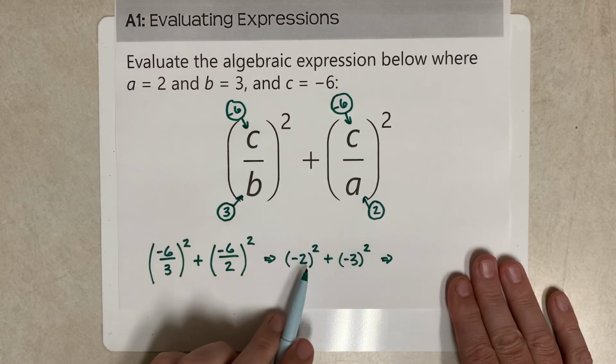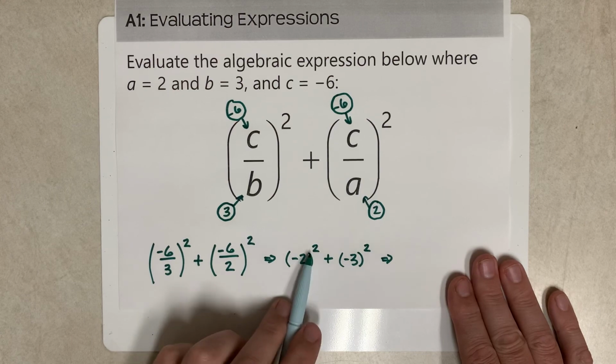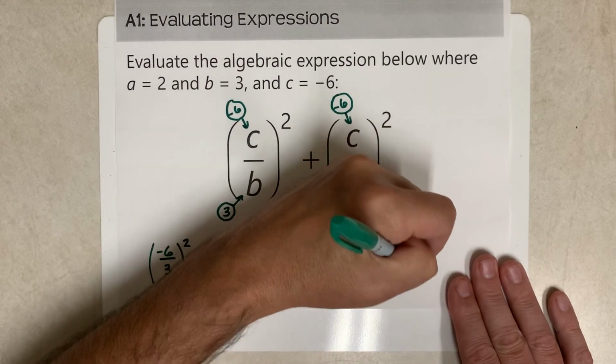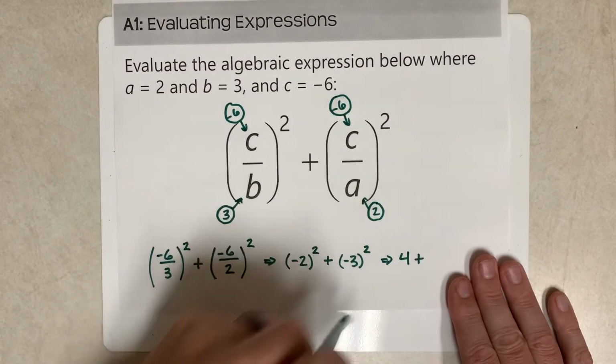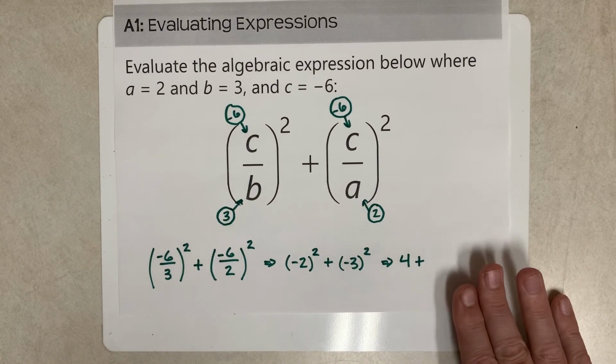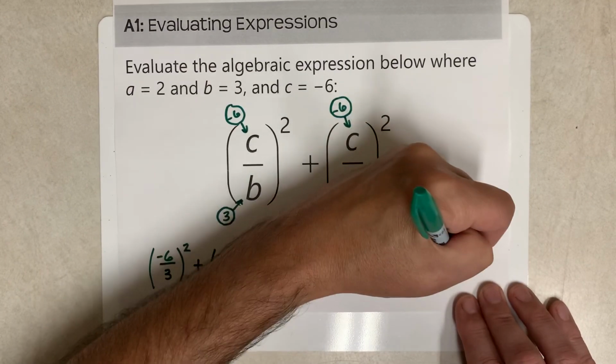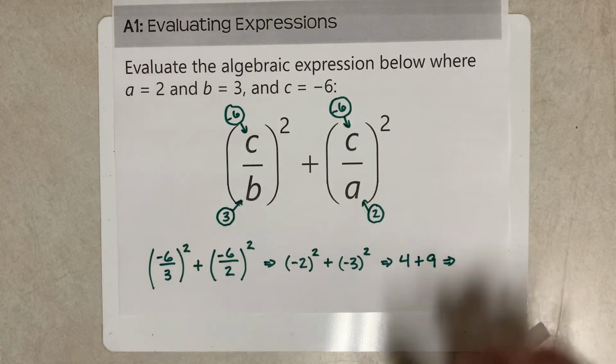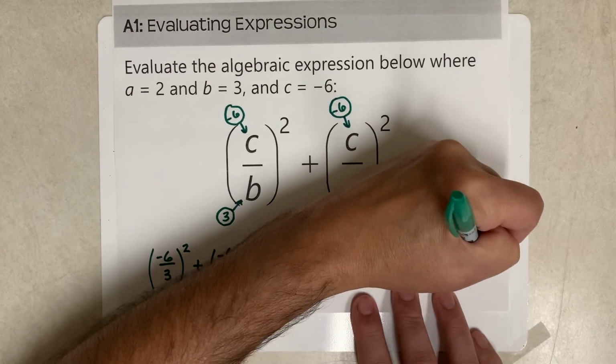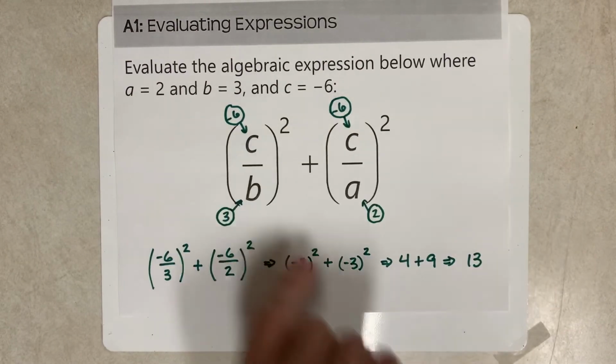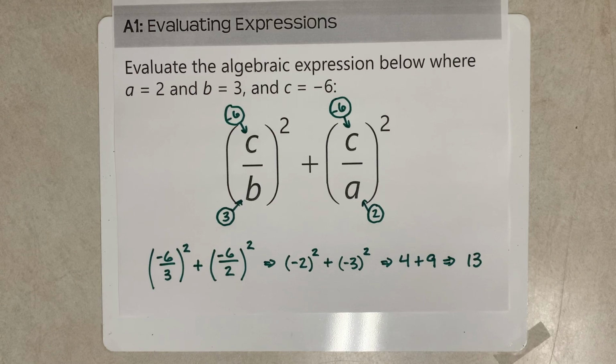(-2) squared would actually be a +4, plus (-3) squared is actually a +9. And so 4 plus 9 would be 13. So that whole thing, like that typical EOC question, would just all boil down to just a 13. So that's it for evaluating some of these algebraic expressions.